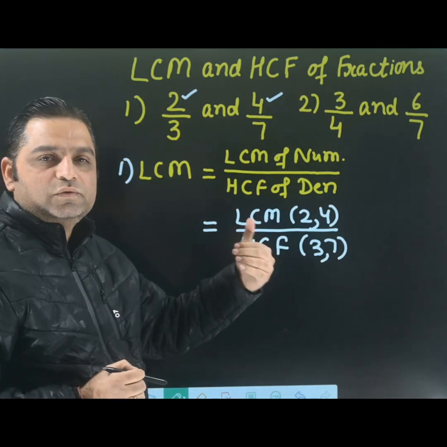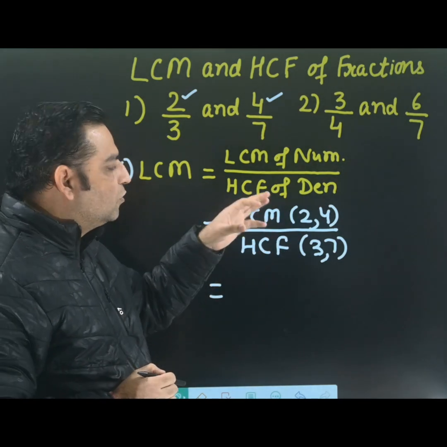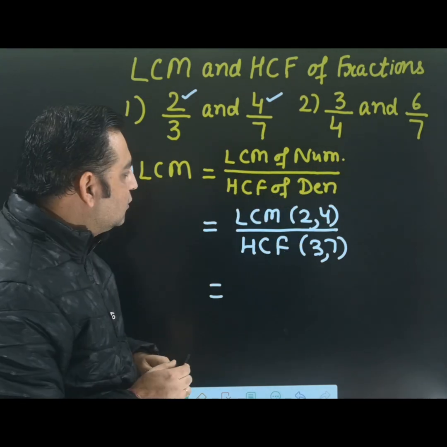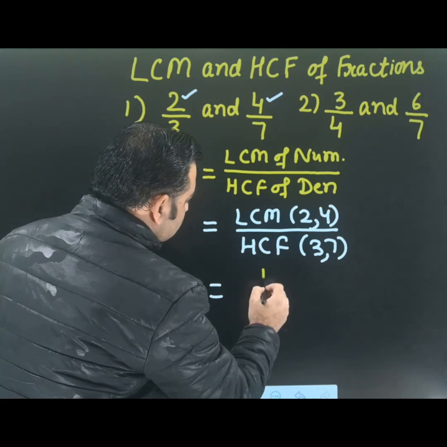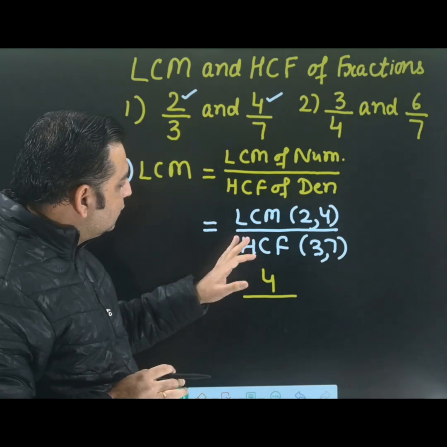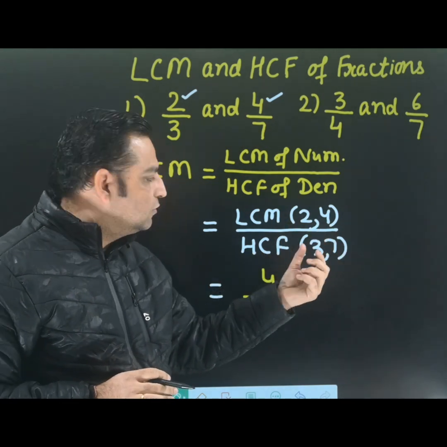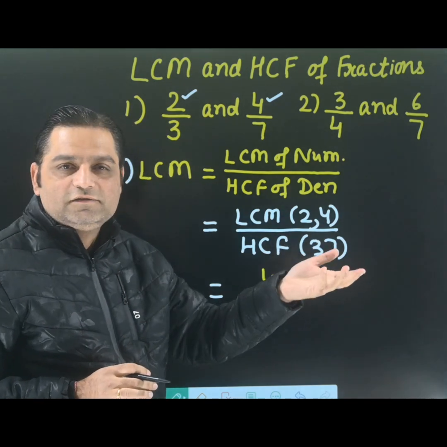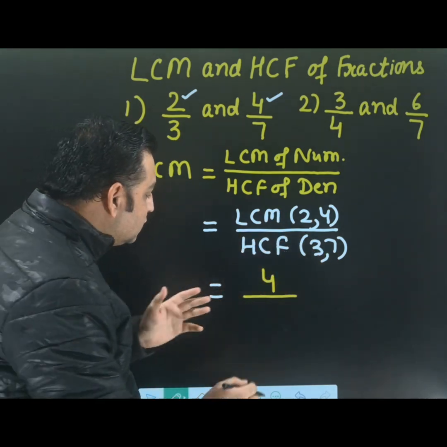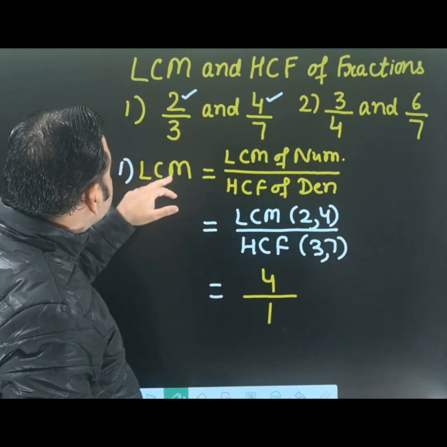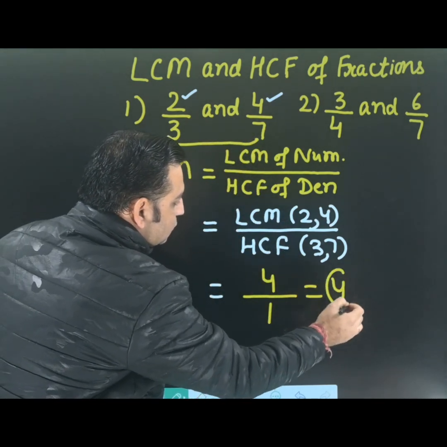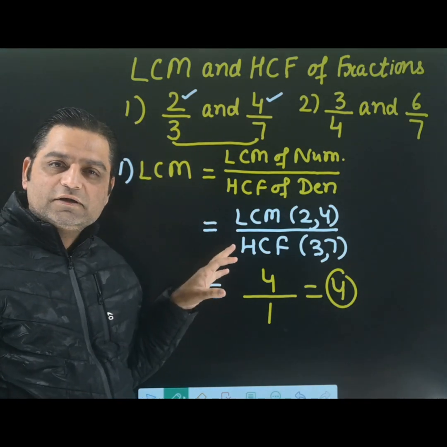Now see, LCM of 2 and 4 means least common multiple, least number which comes in the table of 2 and 4 both, and that number is 4. So LCM of 2 and 4 is 4, that is why I am writing 4 in the numerator. HCF is the highest common factor of 3 and 7. 3 and 7 both are primes, they are not divisible by any common number other than 1. So HCF is 1 only. That means LCM of these two fractions, for the first part, your final answer is 4. I hope concept is clear.